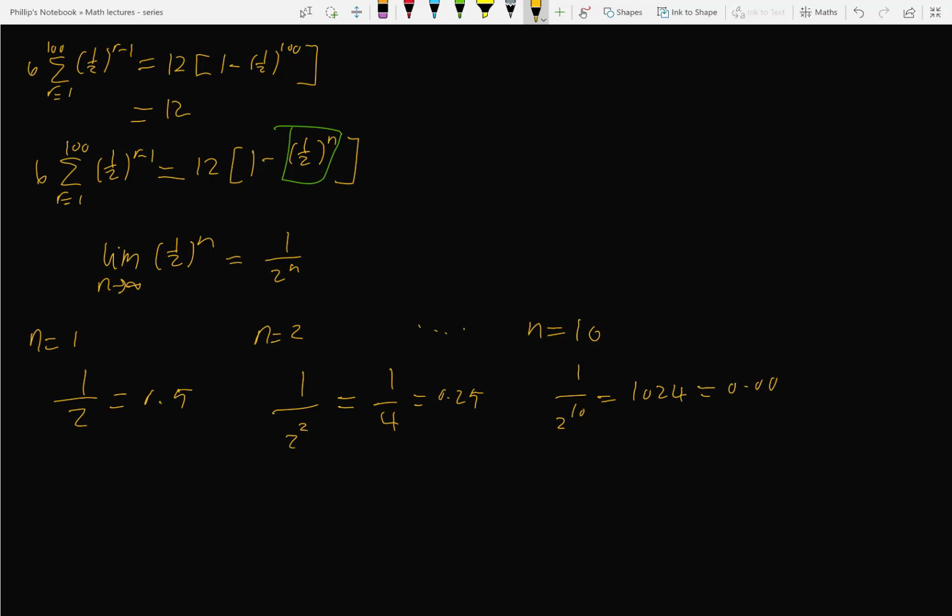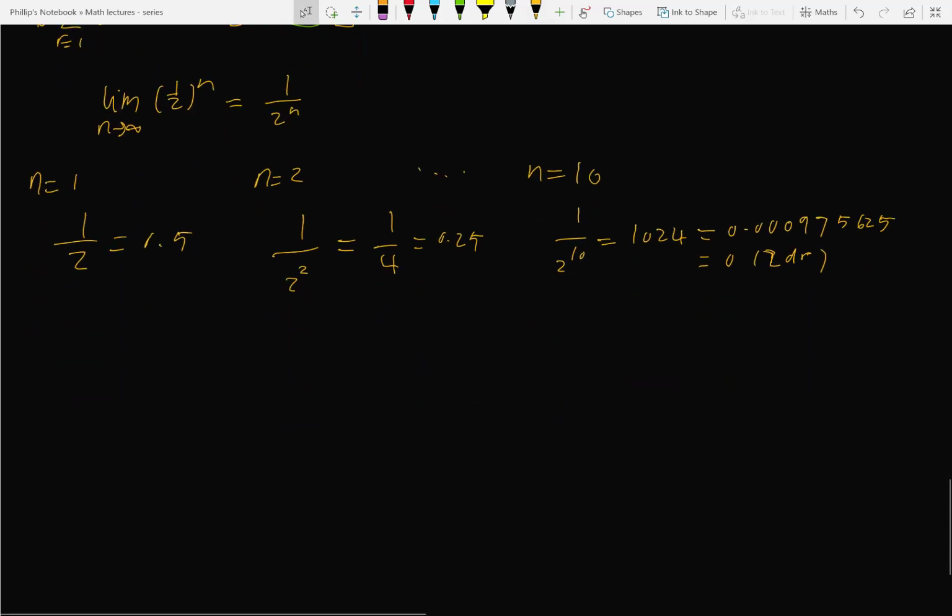0.000975625, essentially it's just naught, even to 2 or 3 decimal places, it's still going to be naught. So basically, as n gets bigger and bigger and bigger, when you've got a really big number, like 2 to the 1000 or something, which is too big to even compute, it's going to be 1 over a massive number, so it's going to be 0.00000.